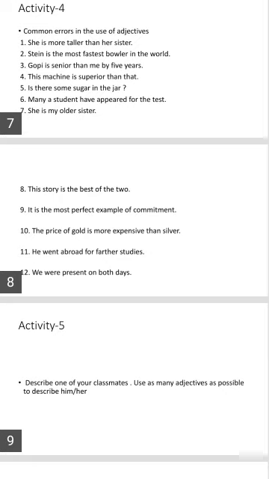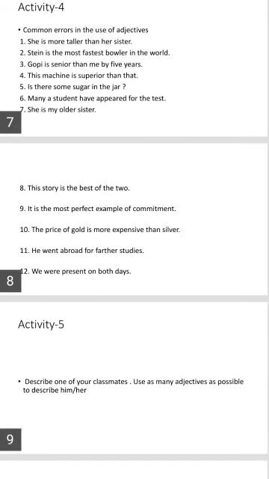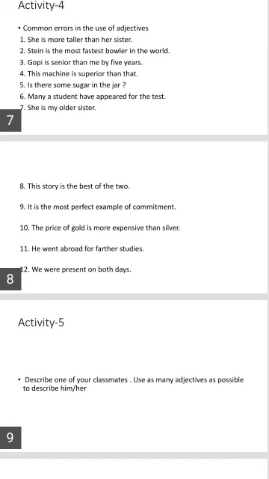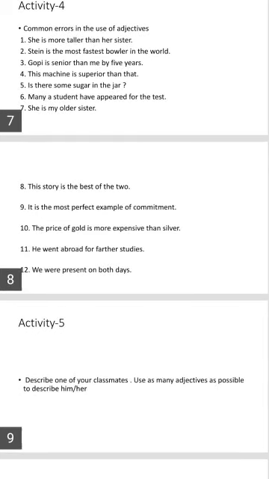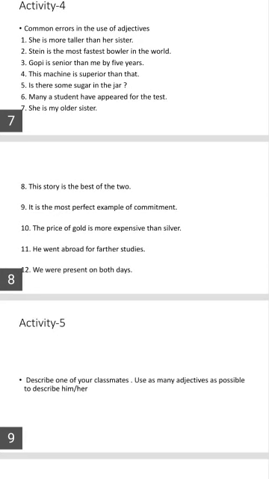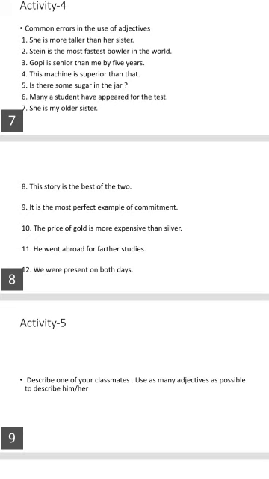Next sentence. This machine is superior than that. Then remove than, add to. This machine is superior to that. So, after superior, inferior, junior, senior, prefer, like that we have to use to instead of than.